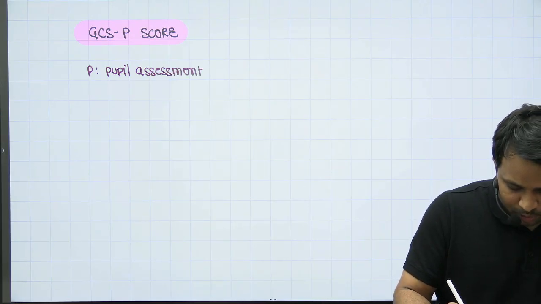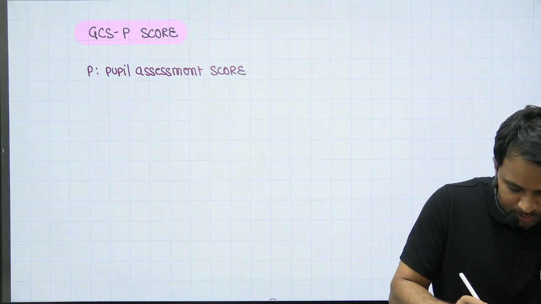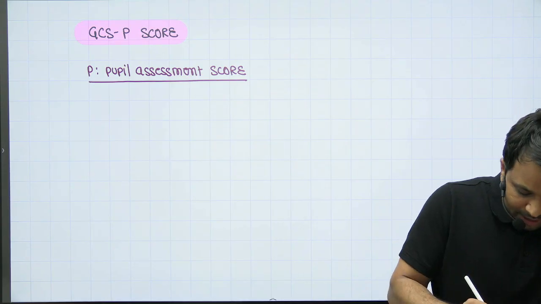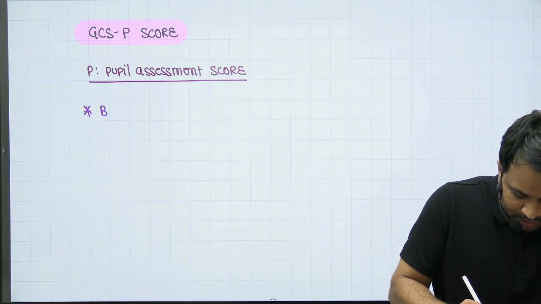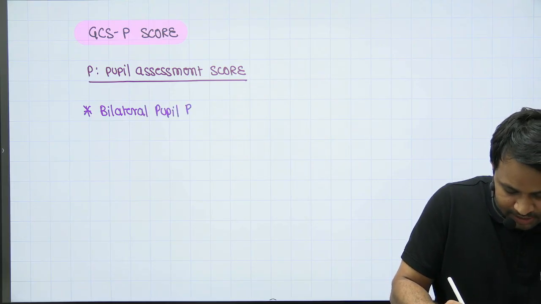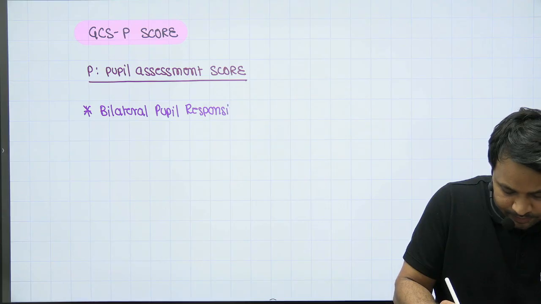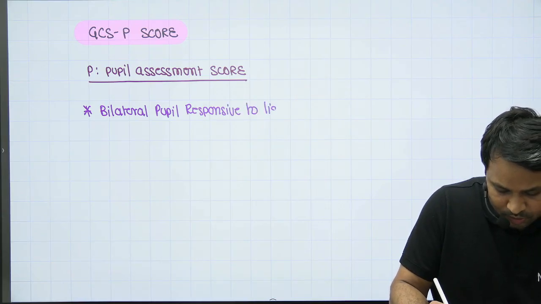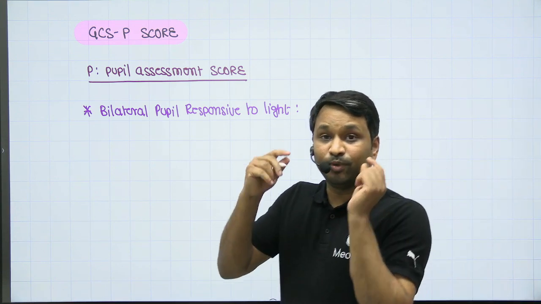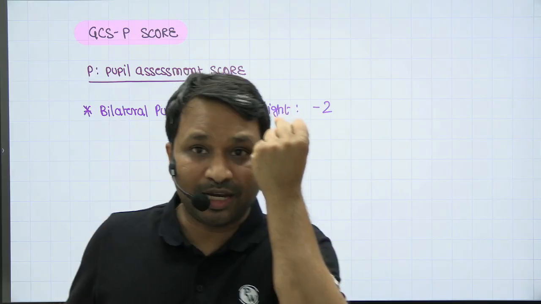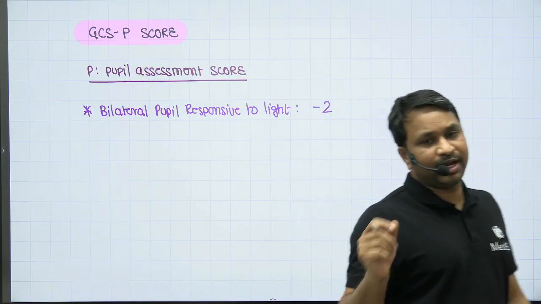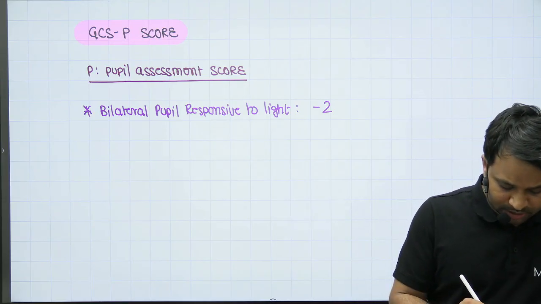This is going to be a pupil assessment score. So in a pupillary assessment score, how do we categorize it? Say if bilateral pupils are responsive to light, a score of -2 is given. That means if both the pupils, when you put light, constrict. If you're putting light in one pupil, it constricts, and the contralateral pupil also constricts. If both the pupils become responsive on putting light, a score of -2 is given.